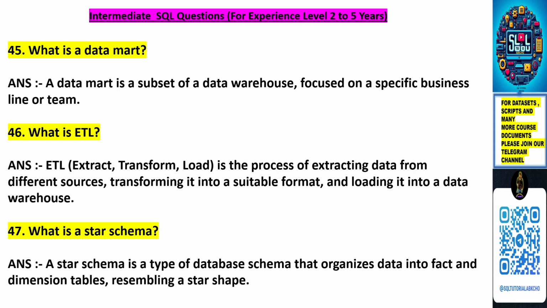So a star schema is a type of database schema that organizes data into fact and dimension tables resembling a star shape. So basically in a star schema, the tables are structured in terms of dimension tables and fact tables. So a dimension table you can also call the master table, and fact tables are created on top of those dimension tables, extracting data from multiple dimension tables. Okay, now move on to the next question.